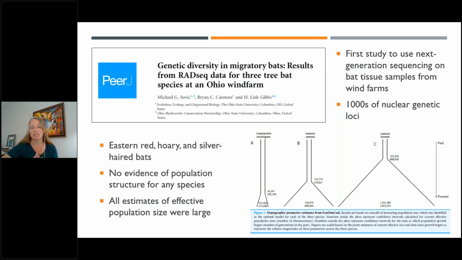But the other thing is if we're looking at the standing genetic diversity among these 3 species, the silver-haired bat has a smaller estimated effective population size today than does the hoary bat, which is also smaller than the eastern red bat. And so it's just really good baseline information that we can use as a starting point for future monitoring of the impacts of wind on these 3 species.